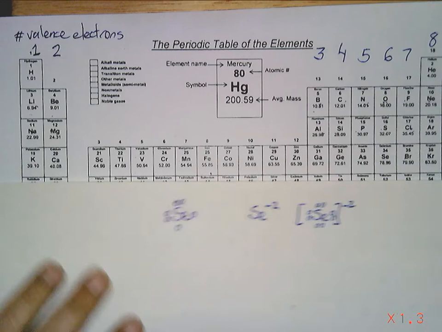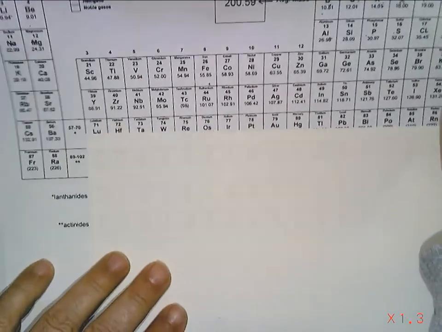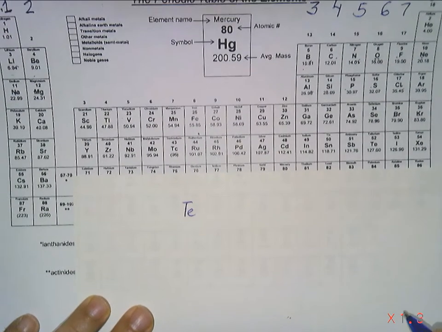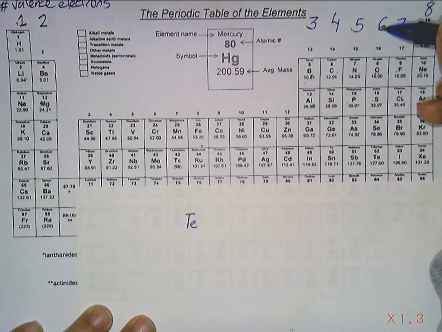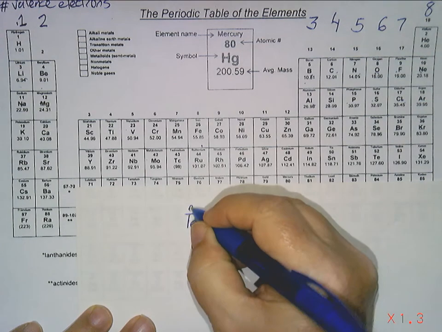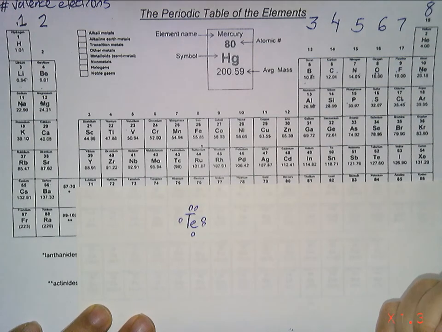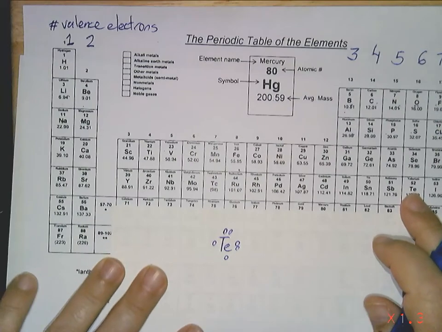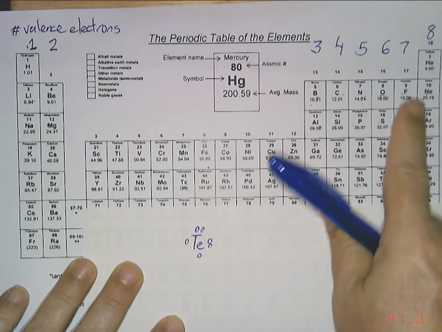Let's do one more. Suppose I want to do the Lewis structure for a tellurium atom. Look at where tellurium is on the periodic table. It's in this column. Everything in this column has got 6 dots around it. So there it is. There's the Lewis structure for a tellurium atom. Now you'll need to, in the next video, count how many valence electrons you have around each atom in a structure.